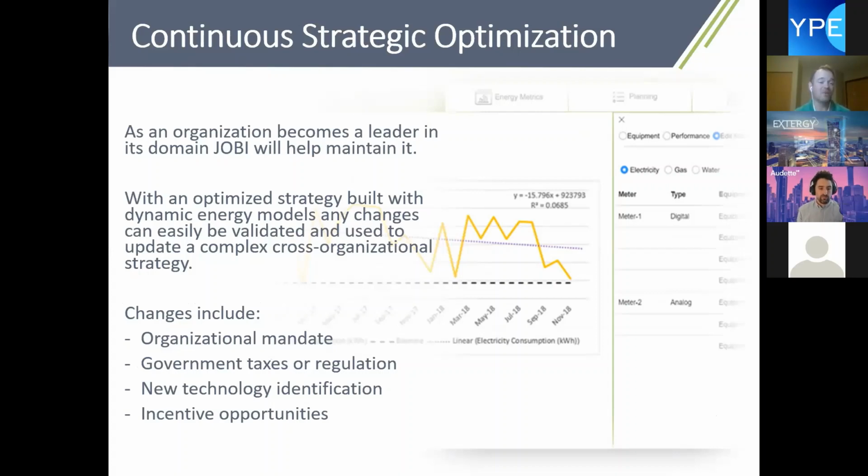And then the last piece: as an organization becomes a leader, we want to make sure they stay a leader. So again, to Chris's point, and I'm sure to Amir's as well, we want to make sure that as things change, you can change that strategy as well. So you don't have to go back to the drawing board, start again, recalculate anything. That's easy enough to do when you're looking at 1 or 2 buildings, but when you have 650 buildings in front of you and there's a slight change to the carbon tax, that is months and months of work.